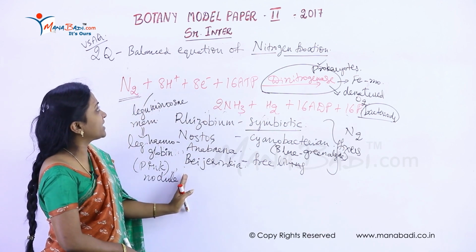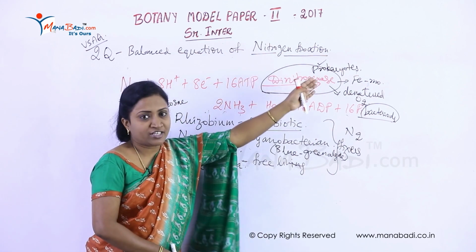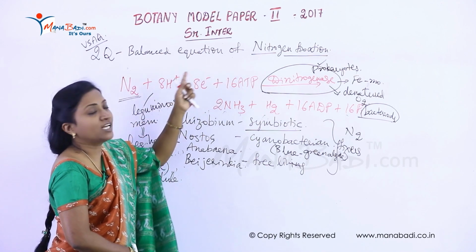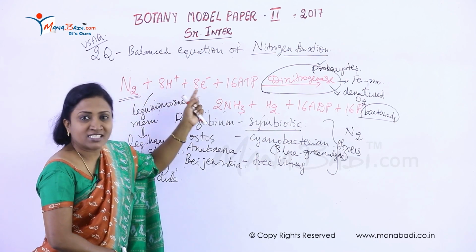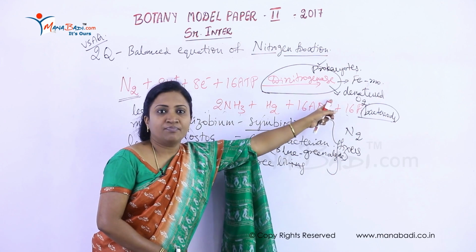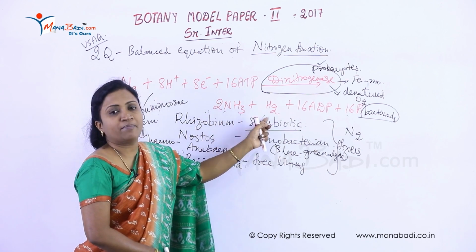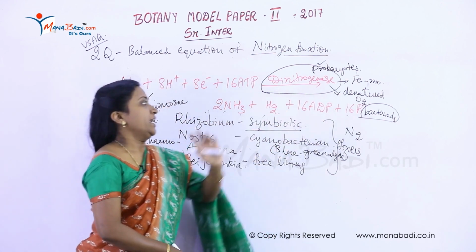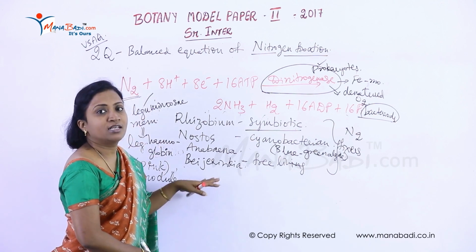So that is the second question which I have explained to you, the balanced equation of nitrogen fixation. This is the balanced equation of biological nitrogen fixation: dinitrogen plus 8 protons plus 8 electrons plus 16 ATP, in the presence of the enzyme dinitrogenase, results in the formation of two molecules of ammonia plus H2 plus 16 ADP plus Pi, inorganic phosphate. So here we have finished discussing the second question.